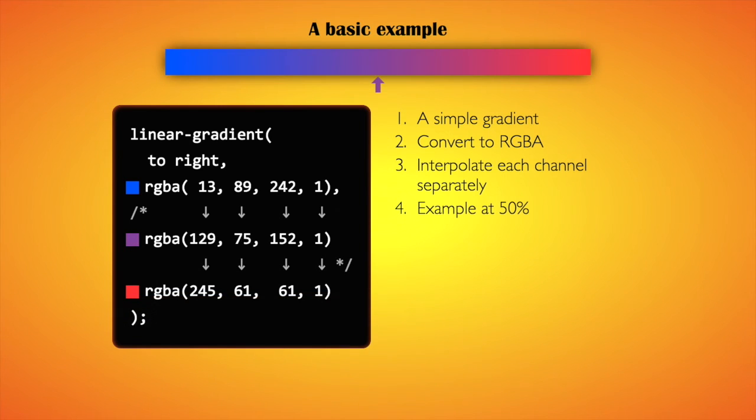So if we take an example at 50% here, then we can actually see it's halfway between 13 and 245, which is 129. You get this kind of purple colour here. So as I said, this is the same algorithm it uses if you're transitioning a background colour or a foreground colour using animations. They actually use the exact same code paths in the browser.